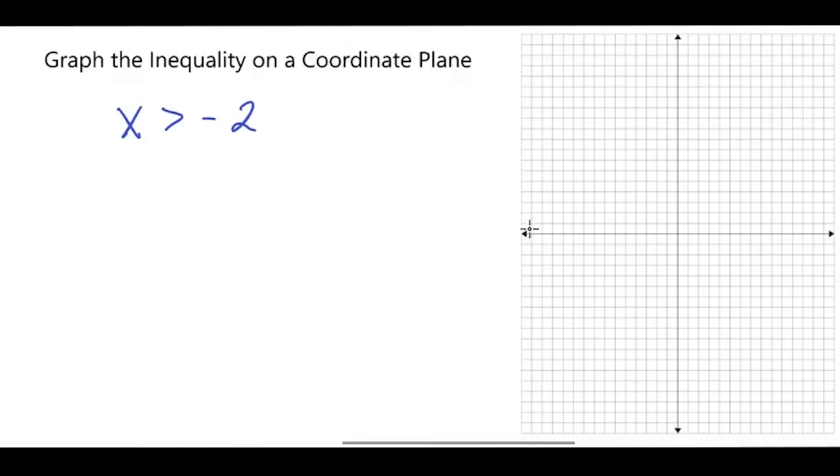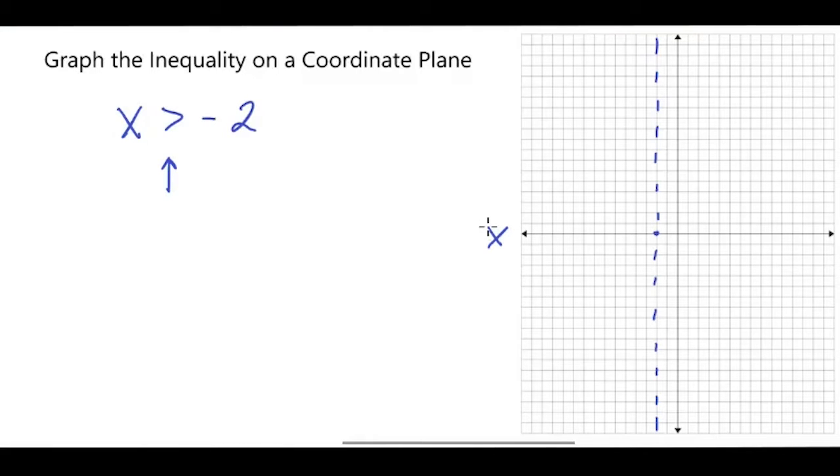Well, I'm going to go to my x-axis, which is the horizontal axis, and I'm going to find -2 on my x-axis, which would be right here. And that's actually going to be a vertical line. But notice that it is greater than. There's no line underneath it. So what that means is it's actually going to be a dotted line. Okay. So I'm going to make a dotted line here at x is -2.